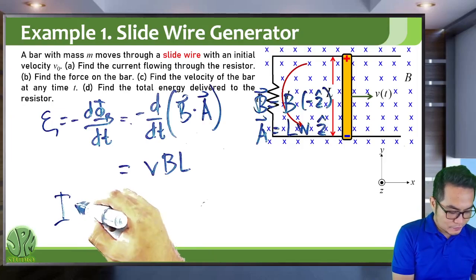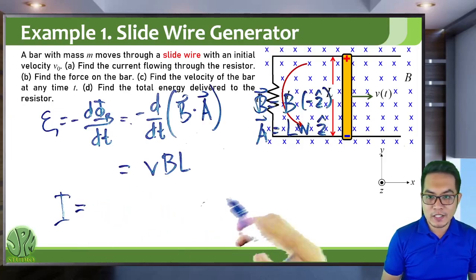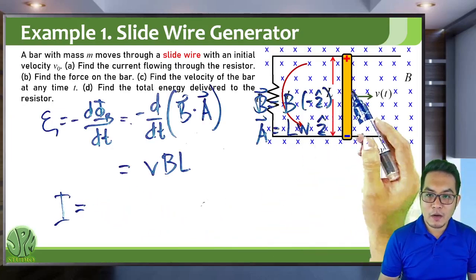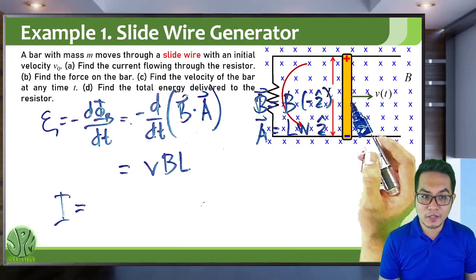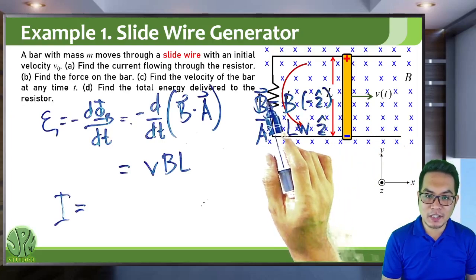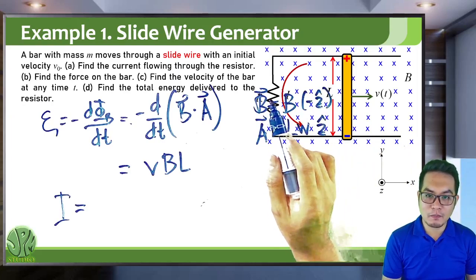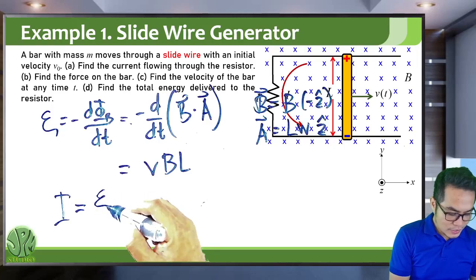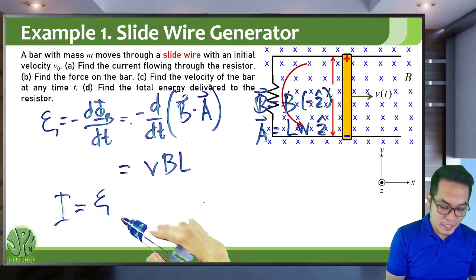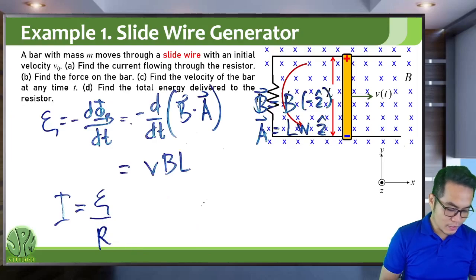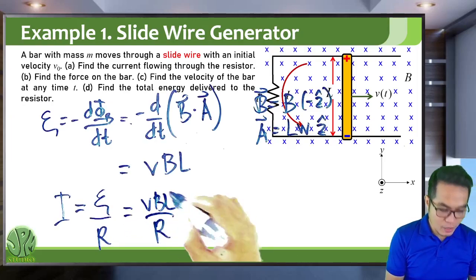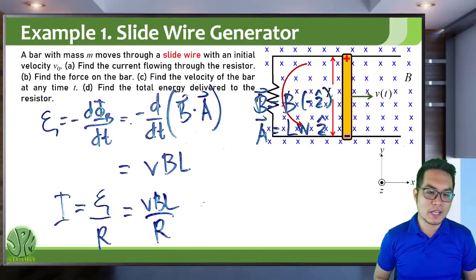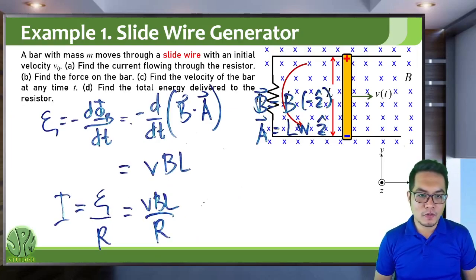And the current, by virtue of Ohm's law, since this is our battery basically, we will assume that it has no internal resistance, because the resistance is just this one outside of the circuit, or outside of the bar. Then the current is just the EMF divided by R. So this is just VBL over R. This is our current. This is our answer for letter A, VBL over R. Okay.